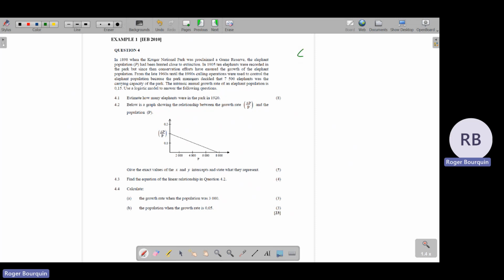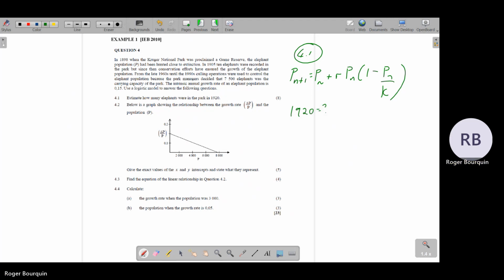Okay. So, first of all, logistic model. Go to your formula sheet. Tell me the formula. Pn+1 is equal to Pn plus R Pn (1 minus Pn over K). Right, so we're going to be using that formula. I want to know how many were in the park in 1920. This is for question 4.1.